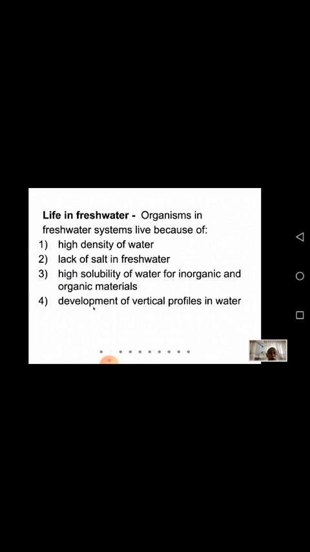Development of vertical profile actually creates a lot of microhabitats, and by utilizing each microhabitat, each organism grows, and in this process we actually get a bigger diversity of organisms in the aquatic habitat. And we all know that diversity is an important issue for an optimum production in case of aquatic habitats.